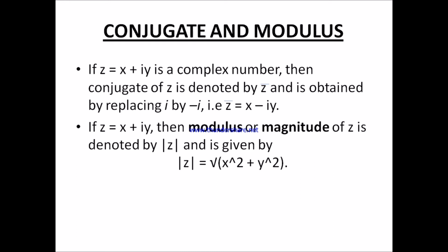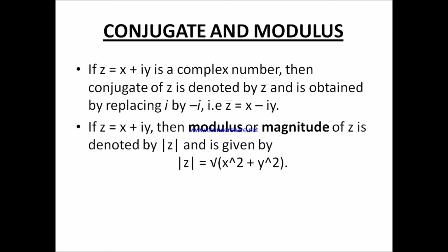So what is a conjugate of a complex number? If there is a complex number z equal to x plus iy, then the conjugate of the complex number z is said to be z bar, which I have written here. You can understand that quite well. It is formed by replacing the i of the imaginary part of z by minus i. That is, the conjugate of z is x minus iy.